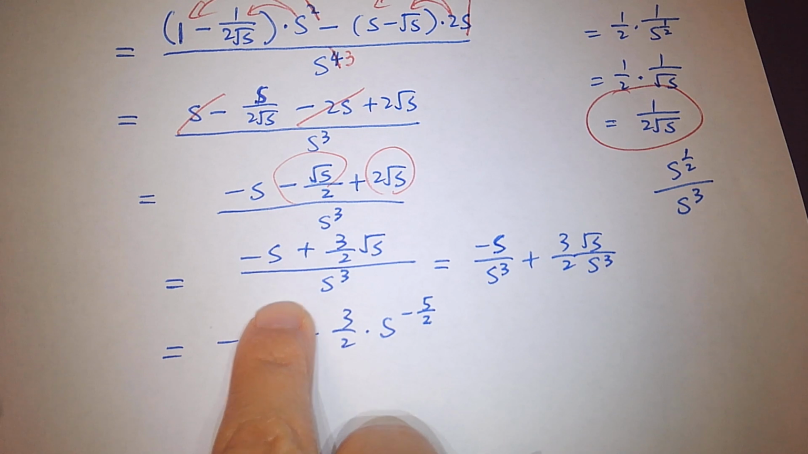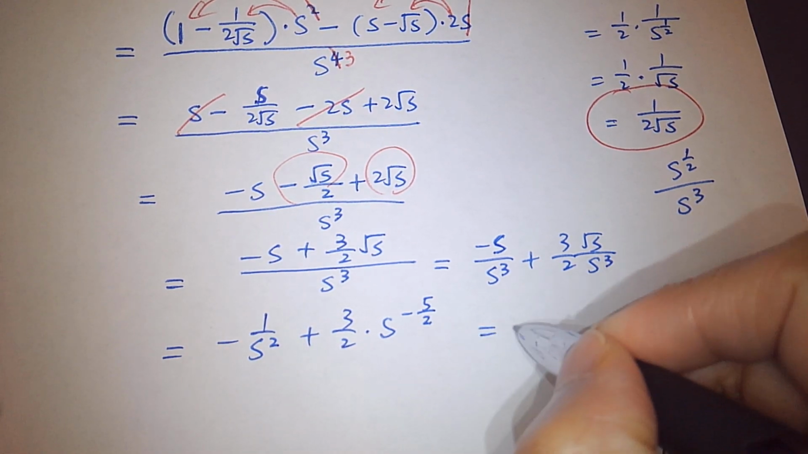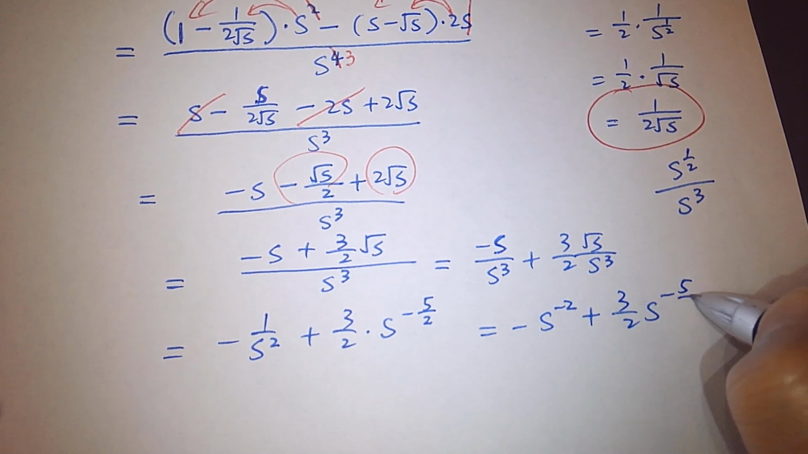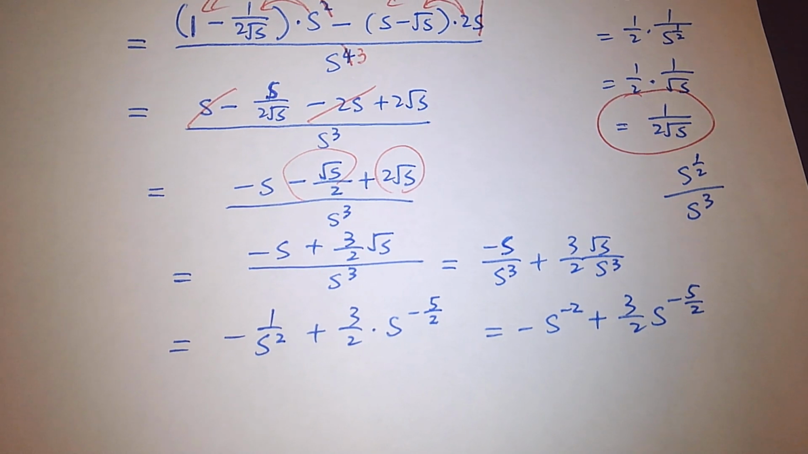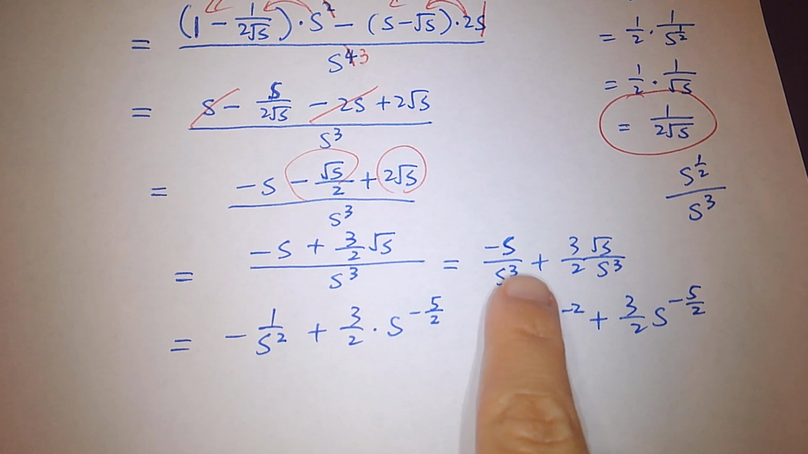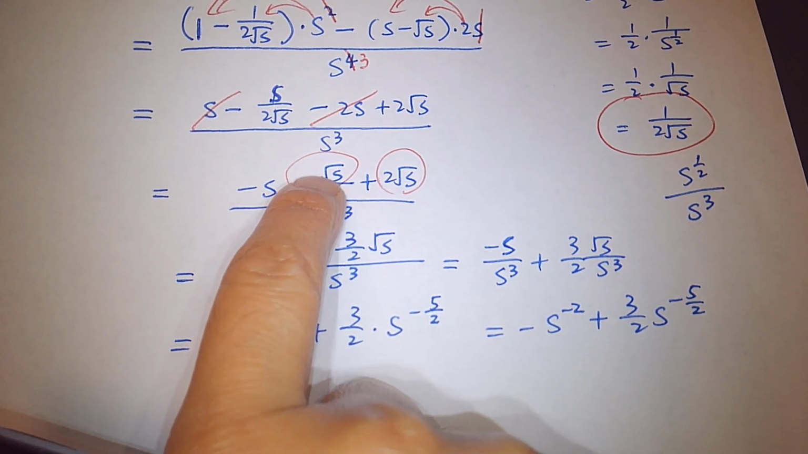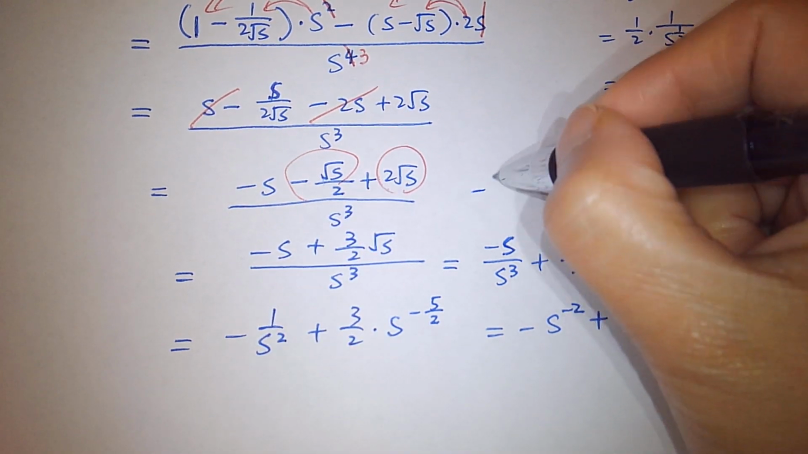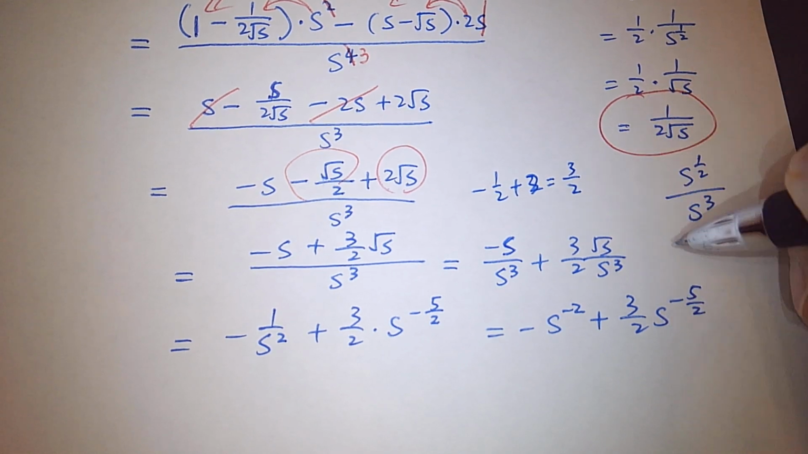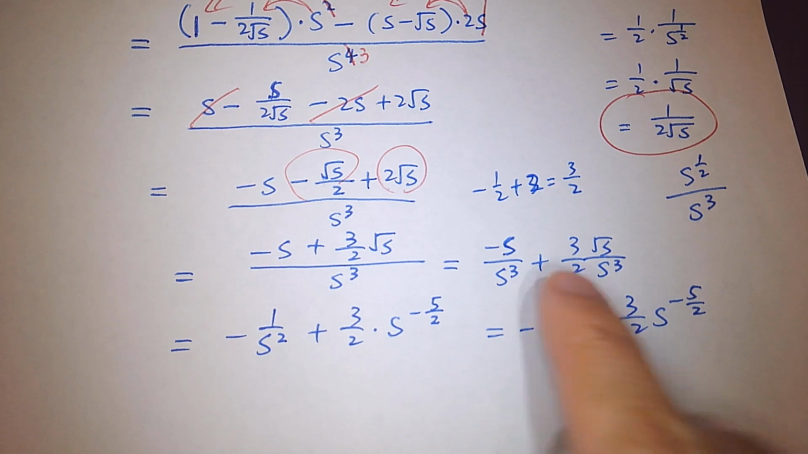Well, this one you can rewrite as negative s to the negative 2 plus 3 over 2 s to the negative 5 over 2. You got it? I just want to know how you have a plus sign. That's the only thing. Where is this plus sign? Because negative 1/2 plus 2 gives us 3 over 2, right? That's how we get a positive 3 over 2.